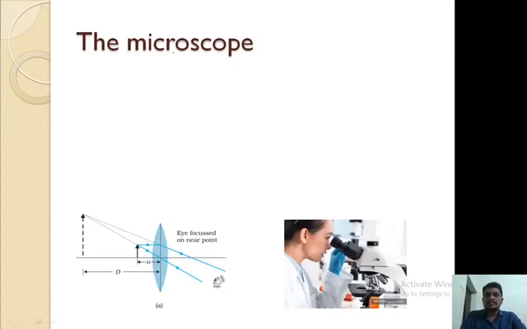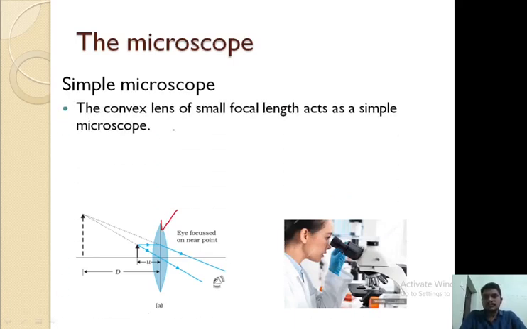Next, in this class we'll discuss the structure and working of a microscope. Here in this class we'll discuss the simplest microscope that uses only one lens. Here a convex lens of small focal length acts as a simple microscope. It uses only one lens, that is a convex lens. Okay, this is a simple microscope.